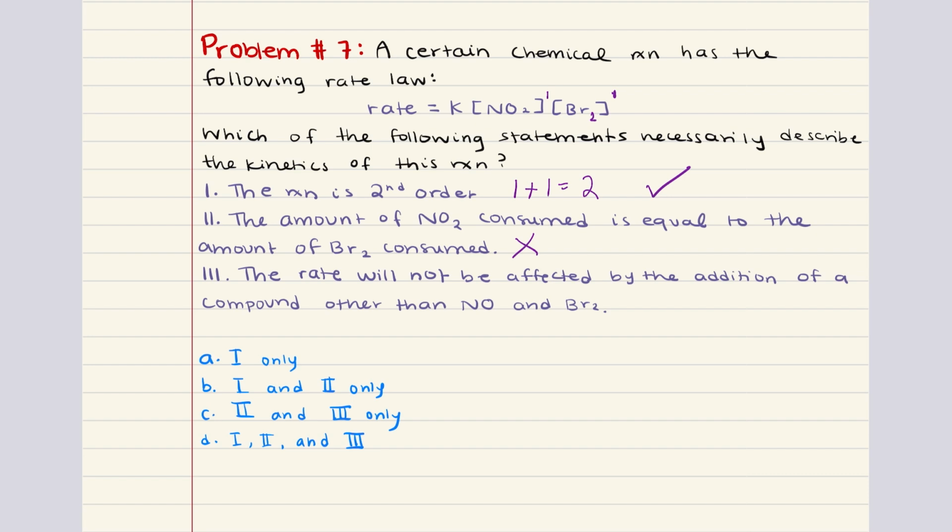Now, statement 3 says the rate will not be affected by the addition of a compound other than nitrogen dioxide and dibromide. This statement is incorrect because the rate can be affected by a wide variety of compounds. A catalyst, for example, could increase the rate. And so statement 3 is not true. The only correct statement is statement 1, which means that the correct answer for problem number 7 is going to be A.